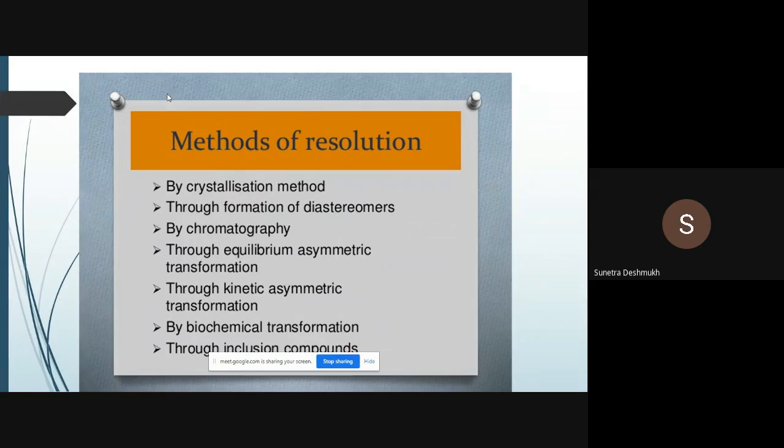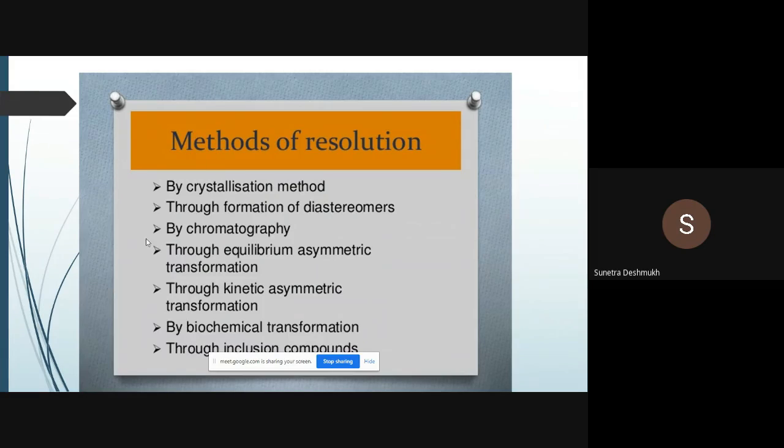Okay, so the remaining processes of resolution are, first, through formation of diastereomers. Third method, we can do resolution by chromatography. Fourth method, through equilibrium asymmetric transformation. Fifth one, through kinetic asymmetric transformation. And one more, by biochemical transformation.